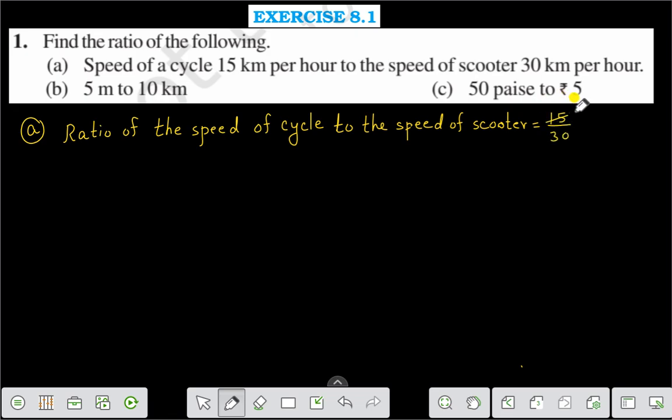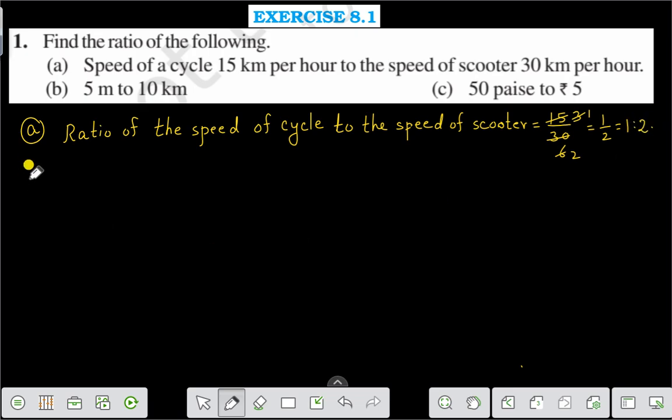Dividing by 5: 5 threes are 15, 5 sixes are 30, and 3 ones are 3, 3 twos are 6. That is equal to 1 by 2. It can be written as 1 is to 2. Right?